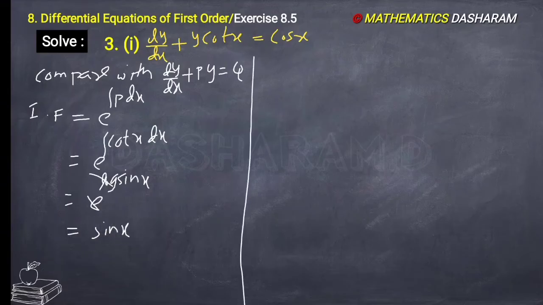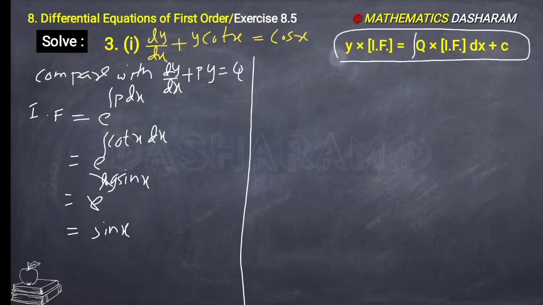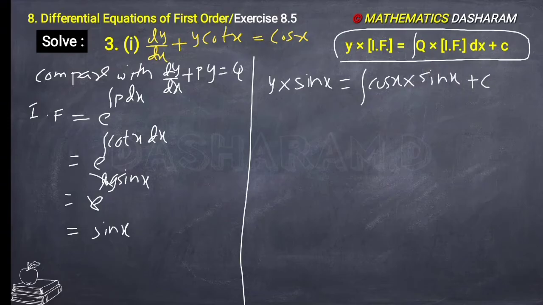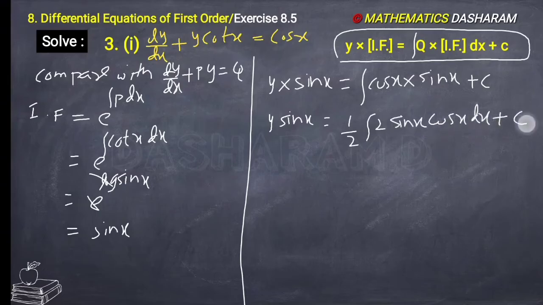Next, find out the solution. So here is the formula. y into the integrating factor sin x equals integration of q, here cos x is q, into the integrating factor sin x, plus c. So y into sin x equals, here multiply and divide by 2. So 2 cos x, and write sin x first: 2 sin x into cos x dx plus c.